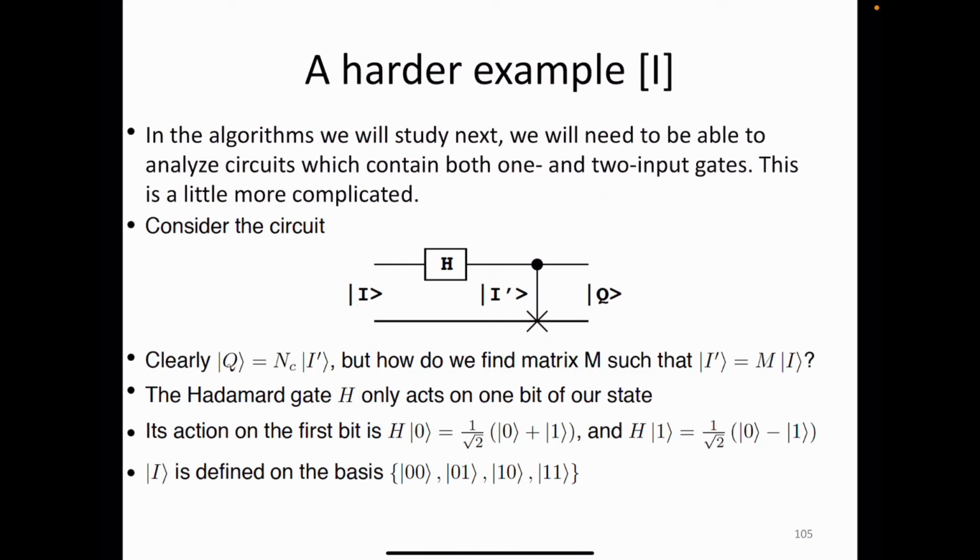In the algorithms that we will study next, we'll need to be able to analyze circuits which contain both one and two qubit input gates. This is a little more complicated, so let's look at an example. We have an input register, I, and we could say it has the state 0 here and the state 0 here. We could write that down as 0, 0. But then we apply the Hadamard transformation to the first one only, giving us back what we had as an example before, 0 plus 1. And then the second one, since this is a connection via tensor product, is given by that one.